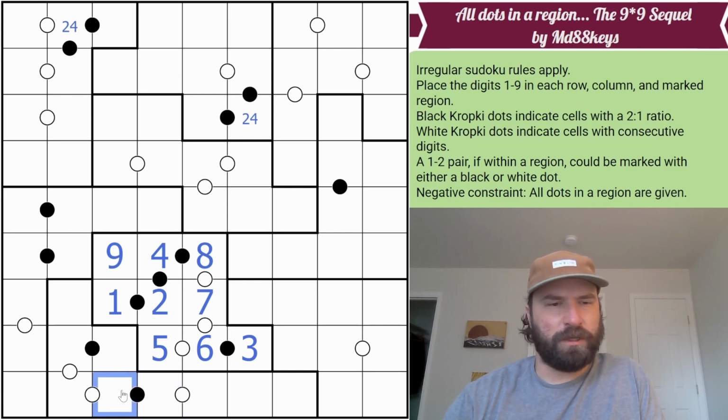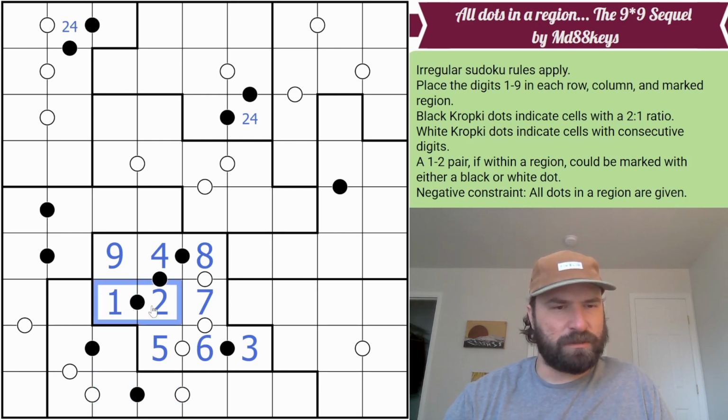If it was a 4 here, 8 here, 4, 5, no, wait. 4, 3. This is kind of wild. I think I can eliminate 4, 8. I think this has to be 6, 3. So this can't be 1, 2. I already said.